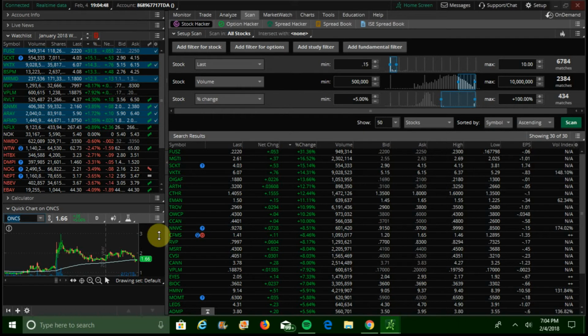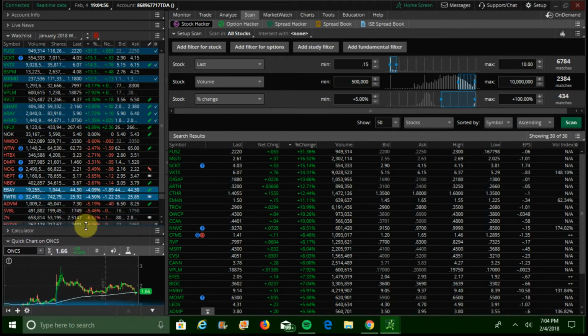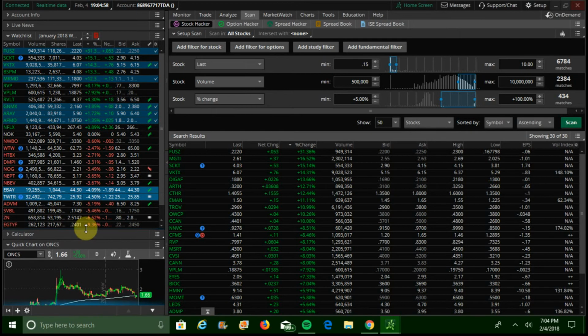And a lot of these did not. So I was able to filter through which ones did and which ones did not, and which ones I would prefer to play on Monday. So on Monday I have 1, 2, 3, 4, 5, 6. These 6 are my top choices that I want to trade on Monday.